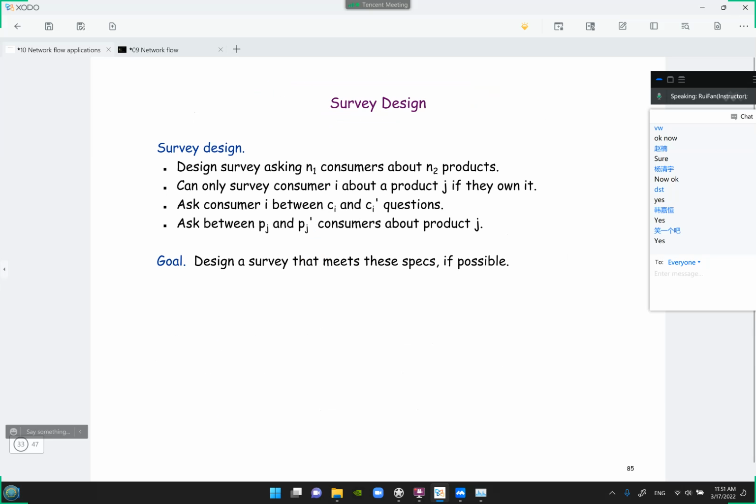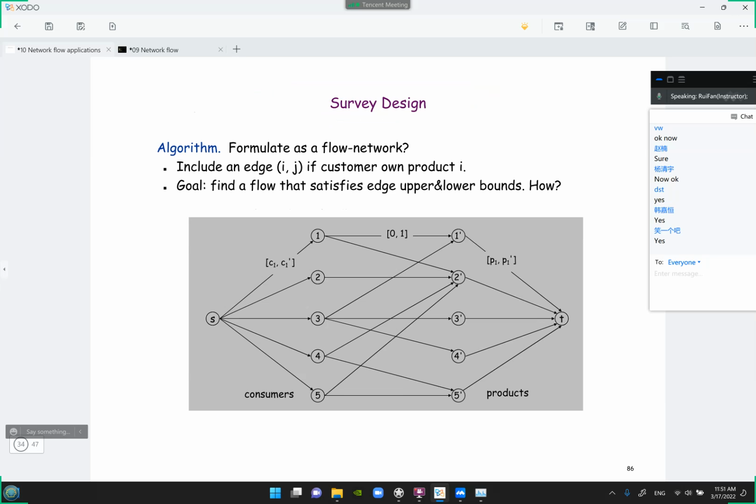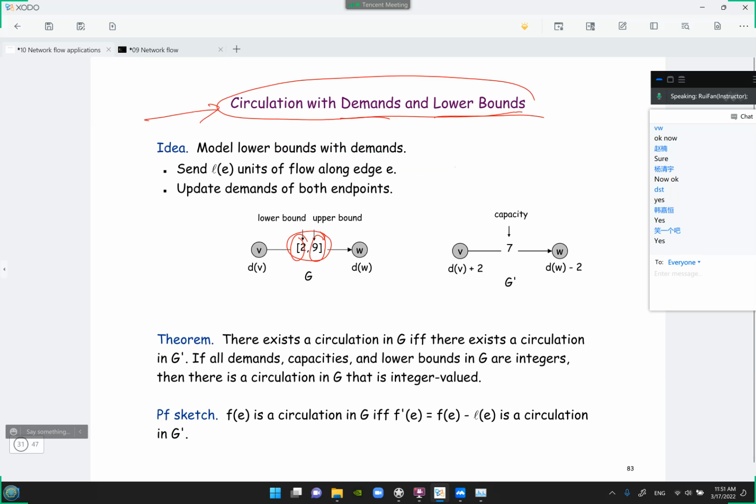Now, if you can solve this problem, then there are many other problems where naturally you have some sort of lower bound. You don't just say that I can't send too much stuff; you also say that I need to send at least some amount of stuff. For example, if you're running some company, like Shunfeng, you can't send more than, let's say, 1 million packages a day, but you also want to send at least, let's say, 500,000 packages a day. So you have these natural upper and lower bounds, and in this case, we can solve it using circulations with demands and lower bounds.